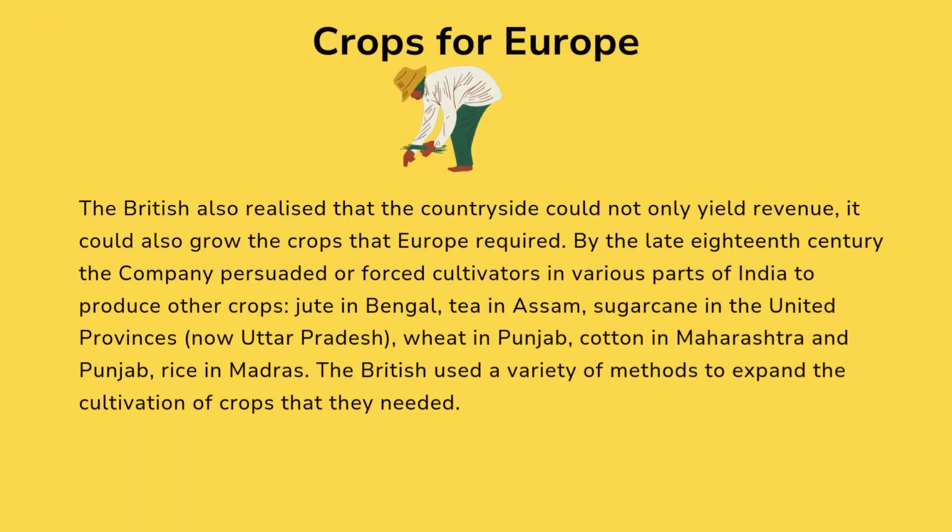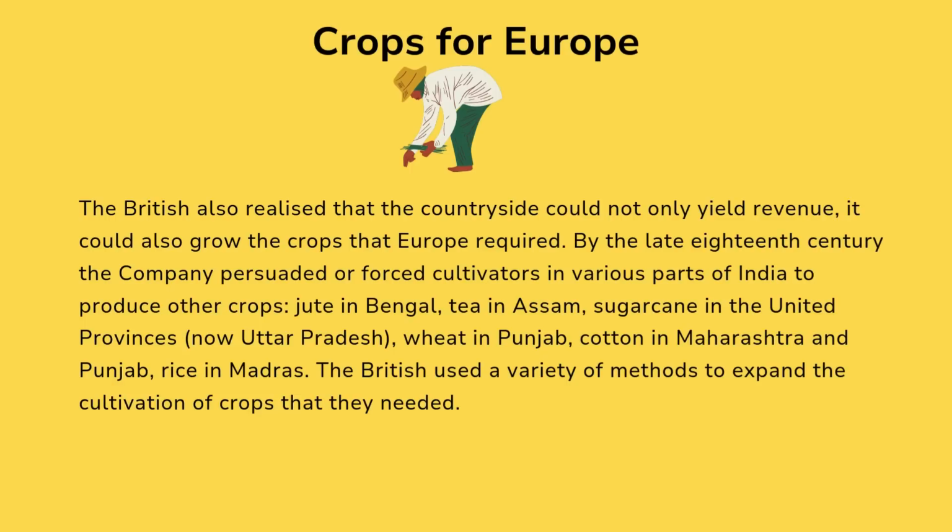Crops for Europe. The British also realized that the countryside could not only yield revenue, it could also grow the crops that Europe required. By the late 18th century, the company persuaded or forced cultivators in various parts of India to produce other crops: jute in Bengal, tea in Assam, sugarcane in the United Provinces, now Uttar Pradesh, wheat in Punjab, cotton in Maharashtra and Punjab, rice in Madras.